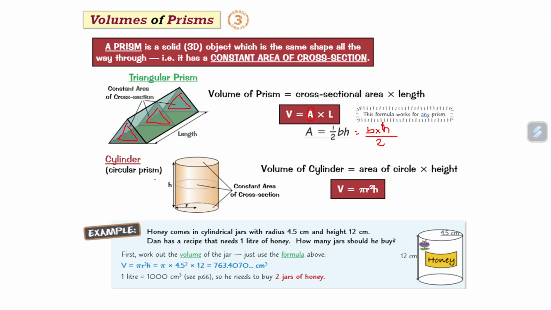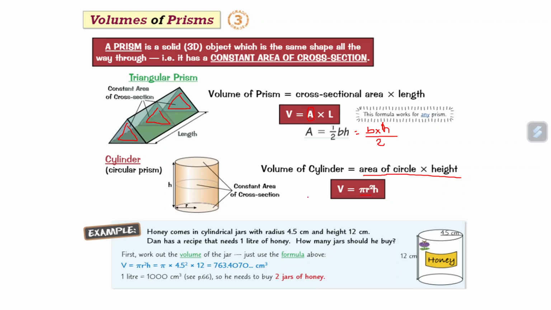Then we look at the cylinder. We said the volume of a cylinder is pi r squared times height. If you notice, pi r squared is the area of a circle. So this is the circle, this is another circle. So the formula for a cylinder is the area of a circle times height.